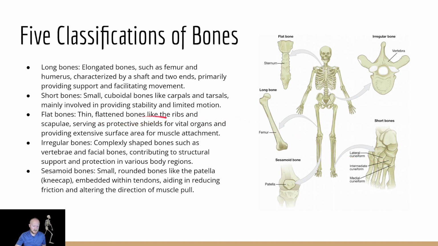Flat bones, thin flattened bones like the ribs and the scapula, serving as protective shields for vital organs. Irregular bones, think of the vertebrae, think of a lot of areas of the pelvis. Complex shaped bones, contributing to structural support and protection in various body regions, also allowing a lot of different muscle attachments, specifically with our spine. And sesamoid bones, small rounded bones like the patella.